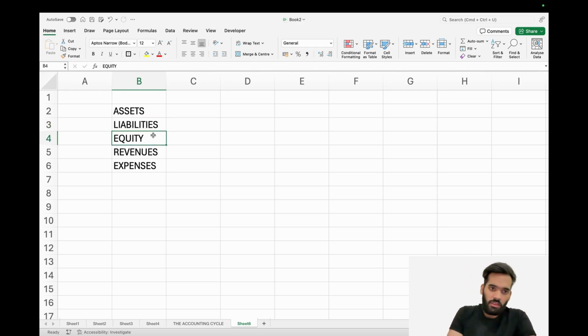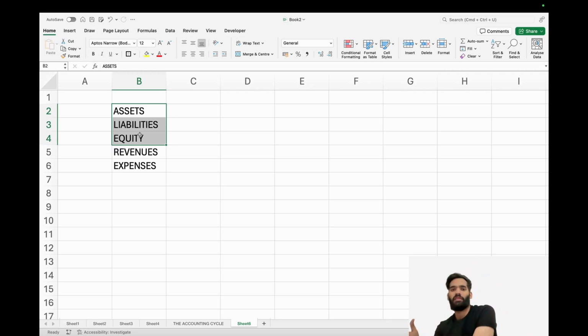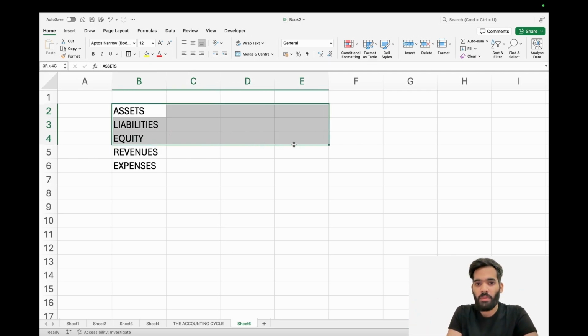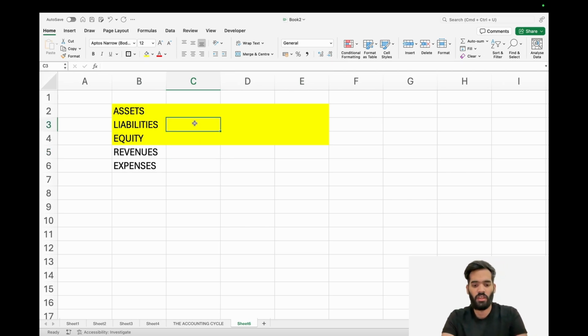So these three things are not dependent on time, meaning they don't end once the time period ends. For example, what I own this year will be exactly what I will have the next year, unless of course I sell it, but otherwise I will still have that. So these three are called permanent accounts, because they keep going even if the accounting period ends.